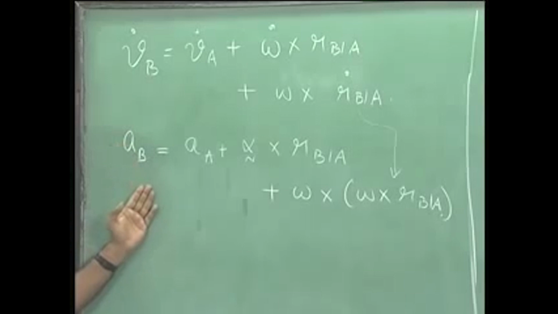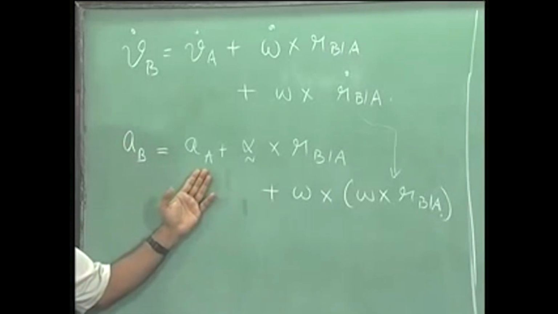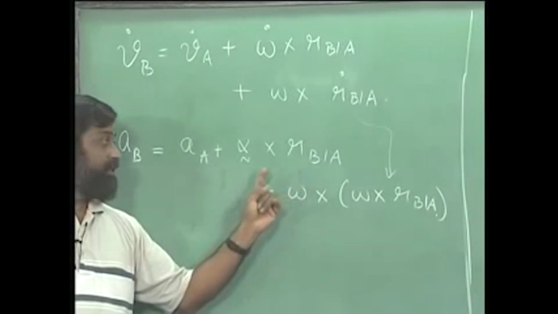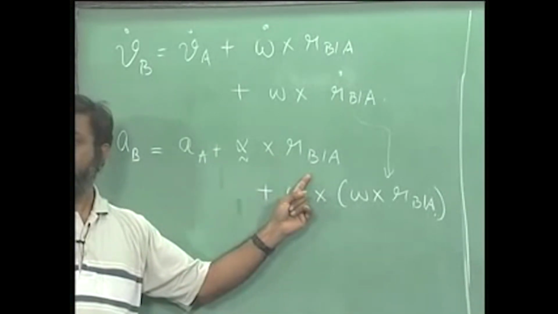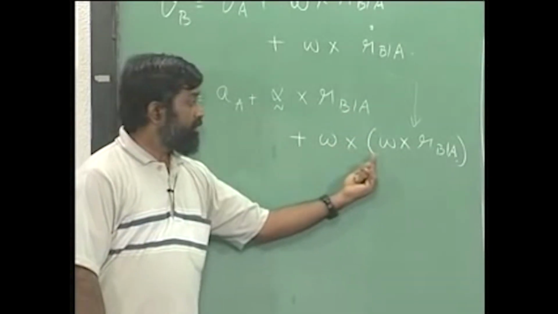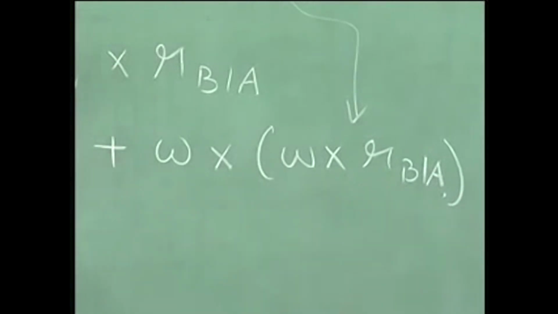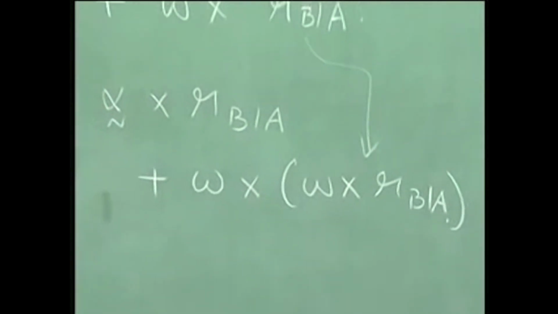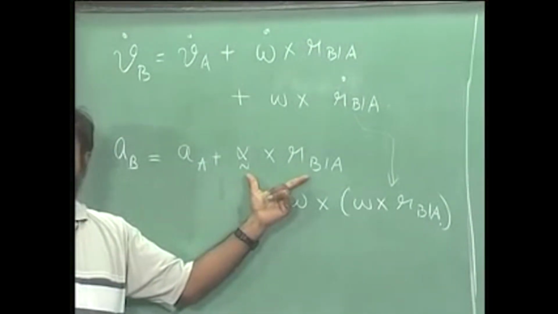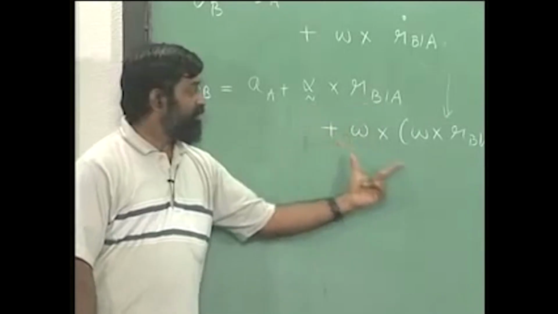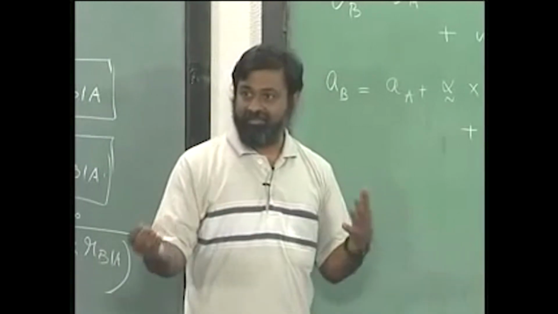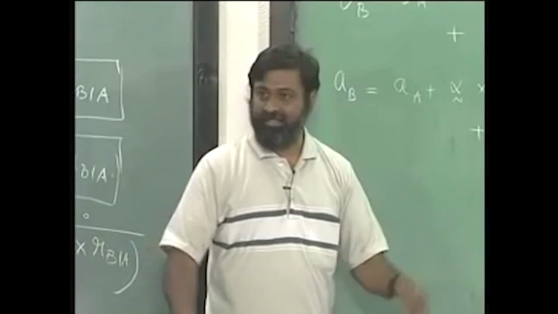So I have A B is given by the acceleration at A plus angular acceleration cross R B with respect to A plus angular velocity cross omega cross R B with respect to A. Okay. What is the direction of this and what is the direction of this? If we get an idea, then we are talking a little more sense, alright.